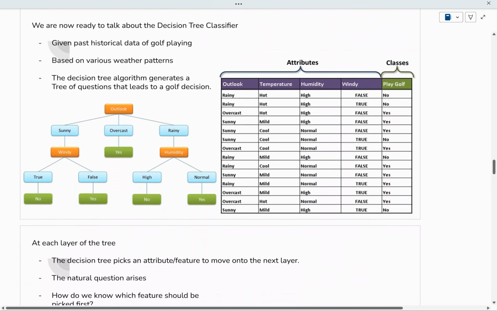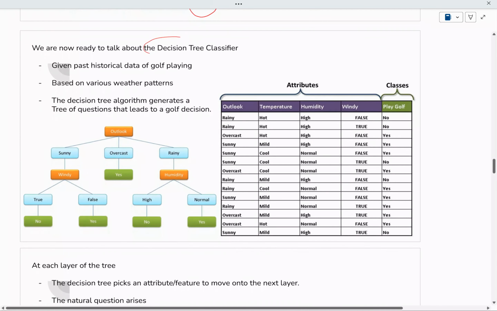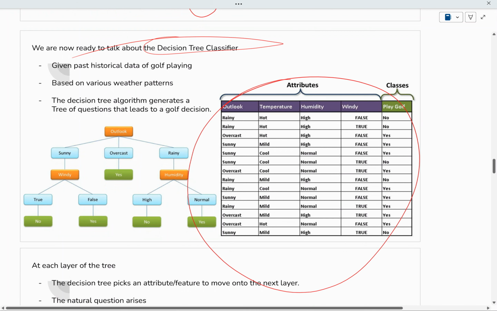Okay. Now we're ready to basically talk about decision trees. Now that we have really understood the concept of conditional entropy, given historical data of whether we play golf or not, right? Based on various weather patterns, right?